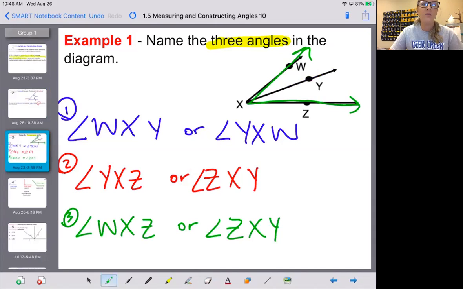Either one of those would make the same angle. So although we do have 6 things written right now, you're only going to need one of each of those. Okay. All right. Let's move on to the next one.